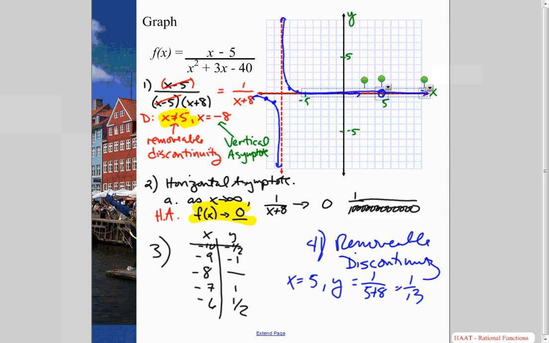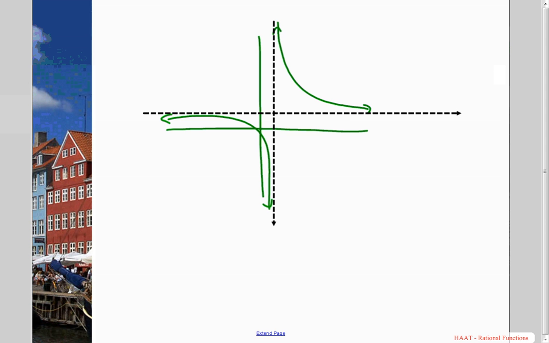But anyway, so that's it. 4 easy steps of graphing rationals. Find your asymptotes, both vertical and horizontal. Find your removable discontinuities. Plot some points, and then make sure you put the discontinuities in. So let's try another one.